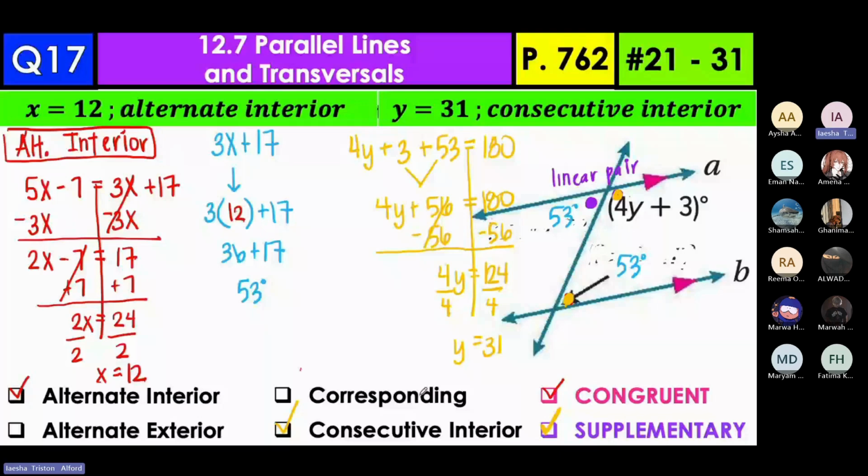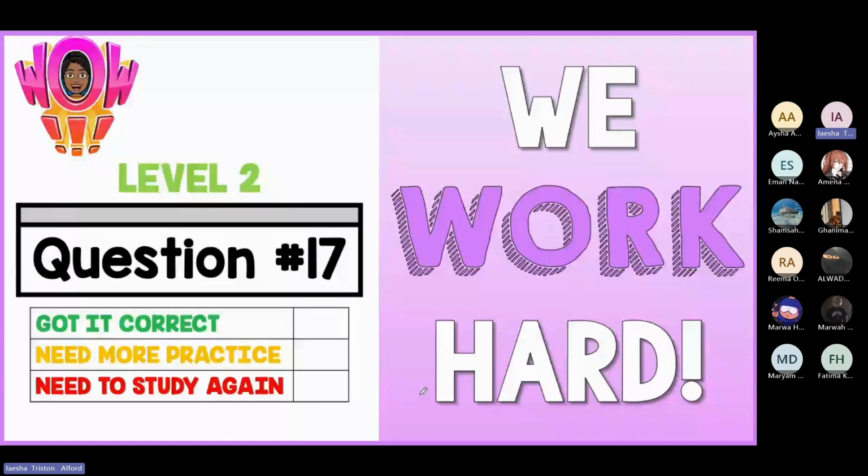So that is question number 17. I believe that's going to be a level 2 question. I don't think you should have too much trouble with that. You guys tend to like things where we can solve versus reading and having to do a lot of explanation. So I know you'll practice that one. So should be okay.